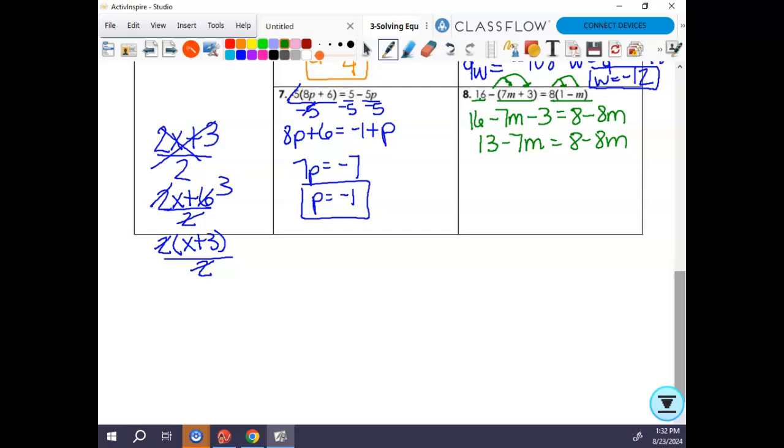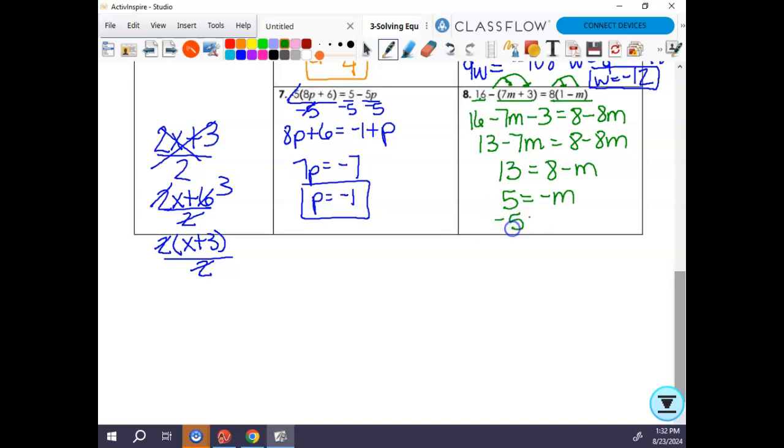And let's move the m's first. You want to move the 7 or the 8? 7? Okay, so we're going to add 7m to both sides, so we get 13 equals 8. And then if I add 7m to this right here, what do I have? Negative m. Okay, good. Then we subtract 8 from both sides, and what's 13 minus 8? 5. And so 5 equals negative m. Don't drop off that negative. So then what is m equal?